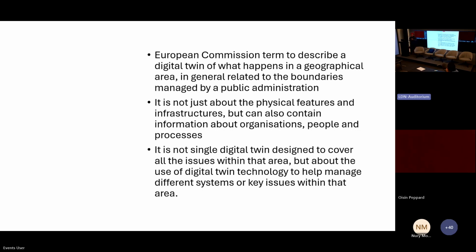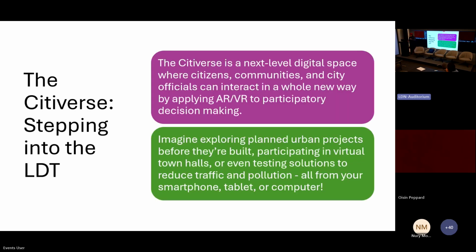It means how digital twin technology can be used by the different domains, systems, and issues in that locality to help manage it properly. So the Cityverse is something that the European Commission is very interested in, but really all that's about is stepping into a local digital twin, whereas the kind of picture we have is a local digital twin. You have big screens and people looking at stuff and moving stuff around.